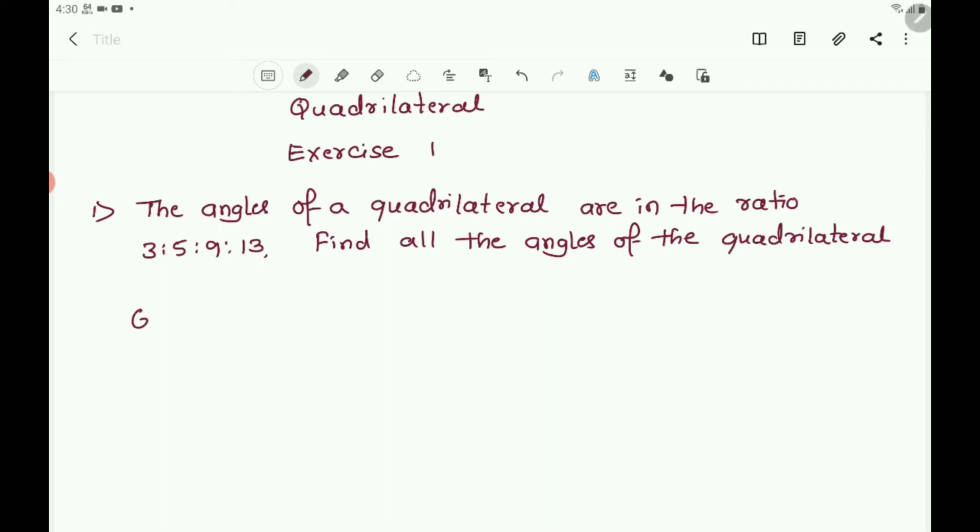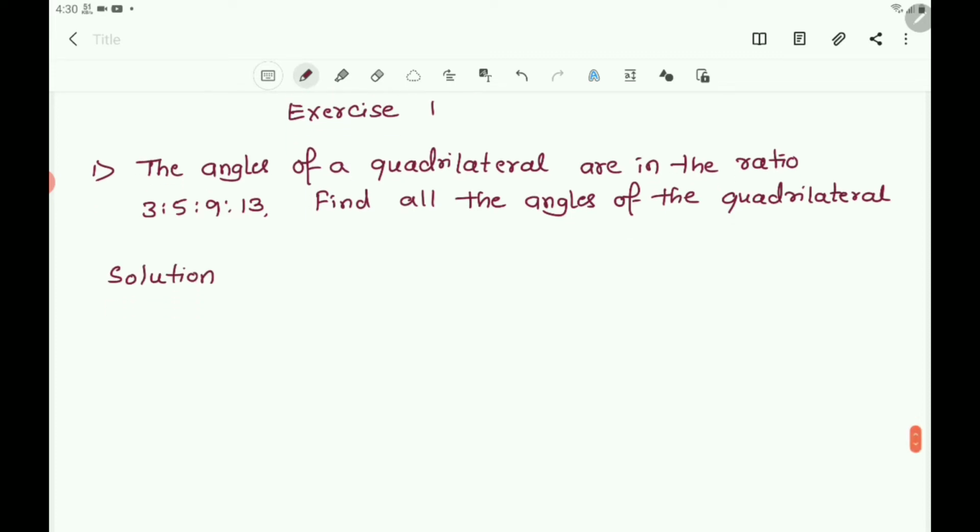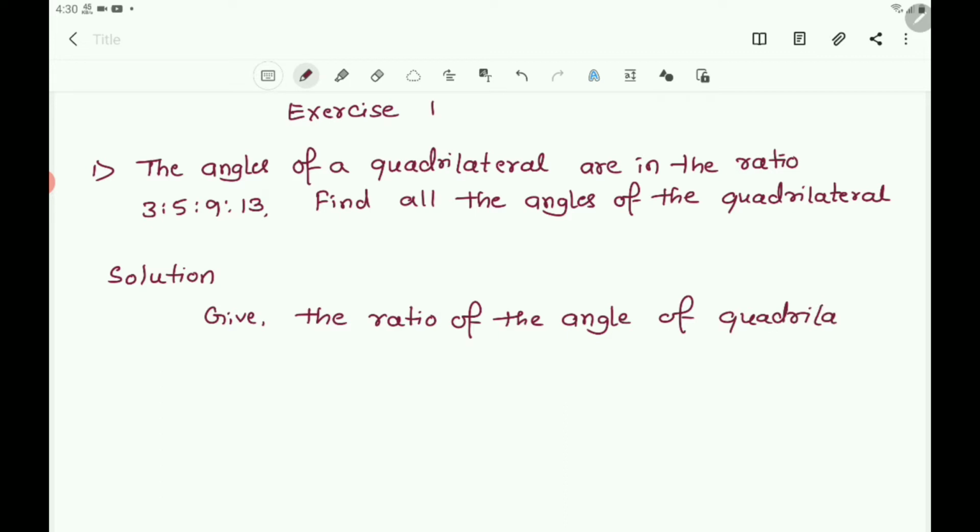First let us write the given ratio. Write the solution. Given: the ratio of the angles of the quadrilateral is 3:5:9:13.